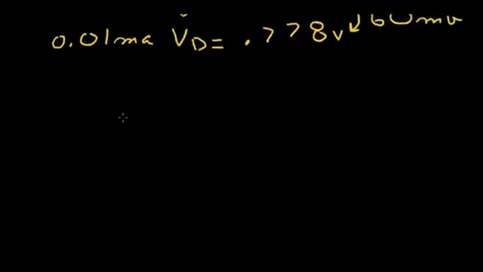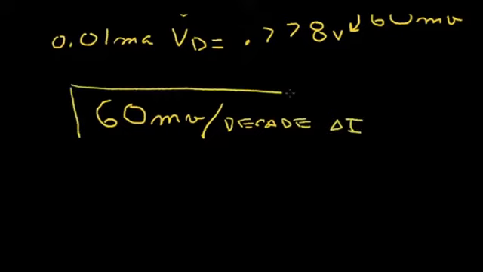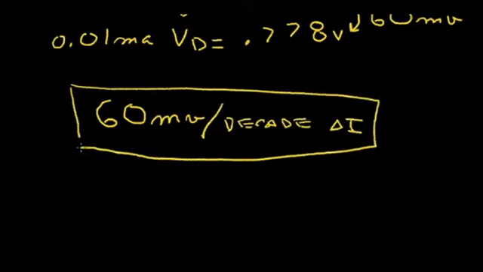For a decade change in current, the diode voltage changes by 60 millivolts. And again, this is per decade. Decade of current change, I'll call it delta I. And this is a rule of thumb that's good to remember.